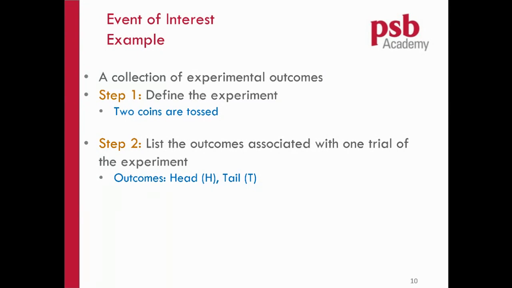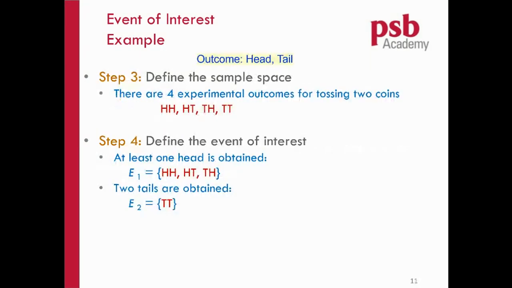Let's say you have an experiment. You're going to toss 2 coins. What can be the results for tossing 1 coin? You get either a head or a tail. But when you toss 2 coins, what would you get? You will get head-head, head-tail, tail-head, or tail-tail. You get 4 different outcomes.